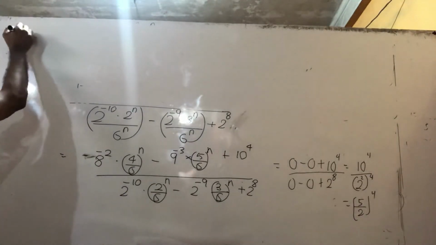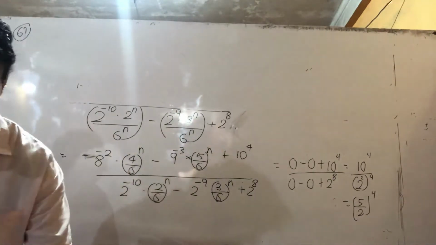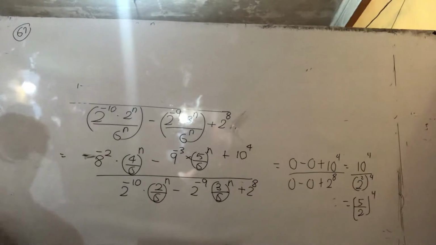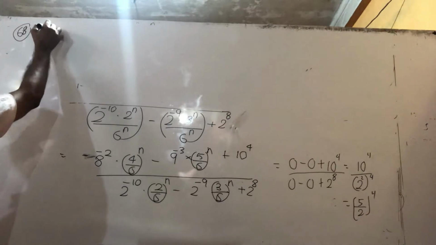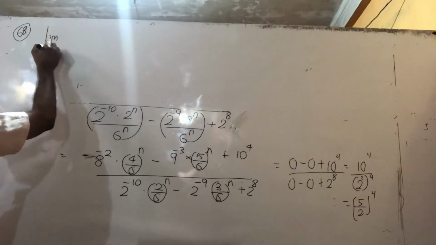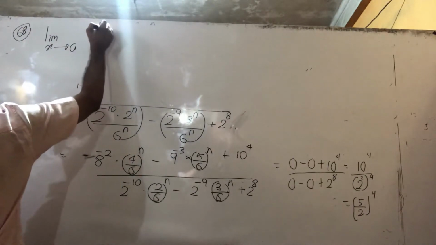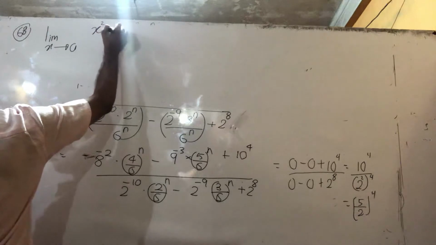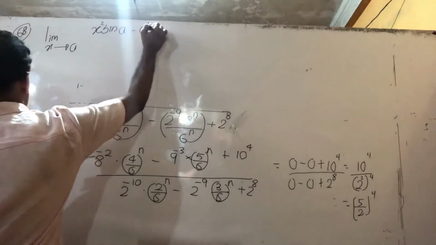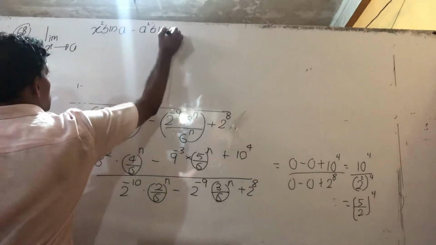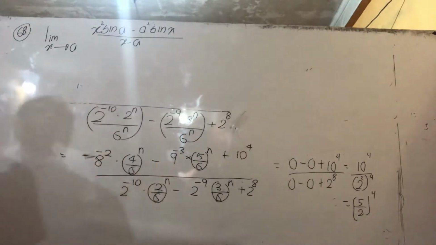Next check will be problem 68. Question 68: limit as x approaches a of x squared sine a minus a squared sine x over x minus a, right? An important question.